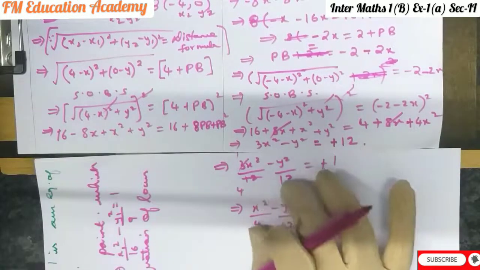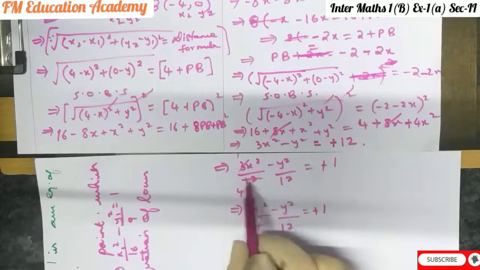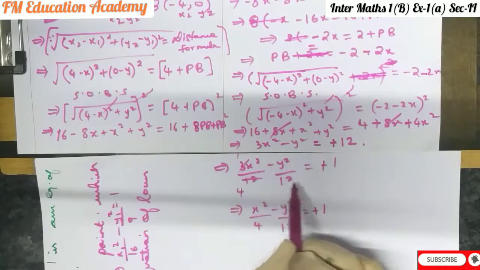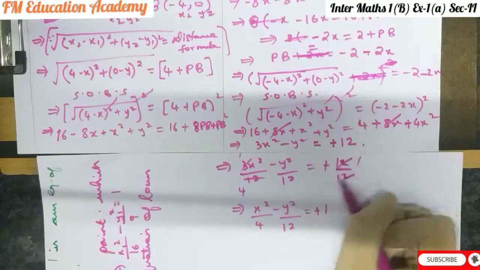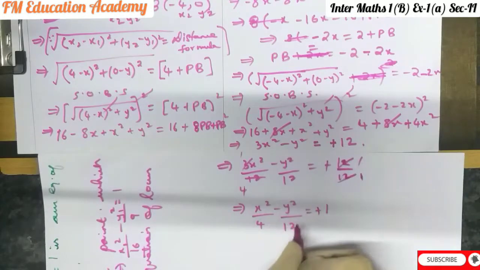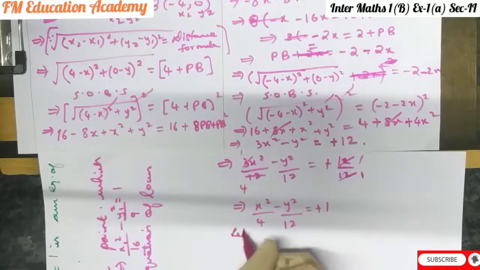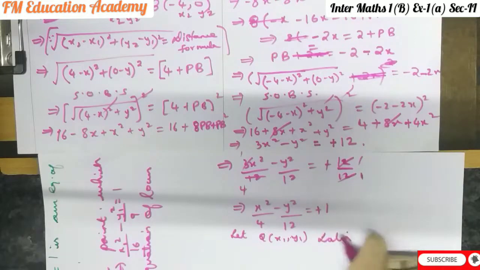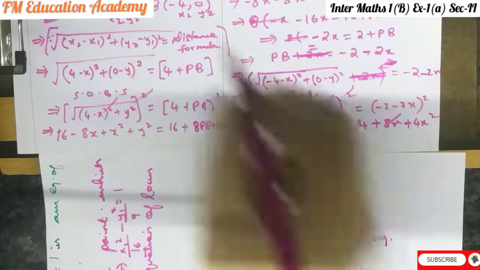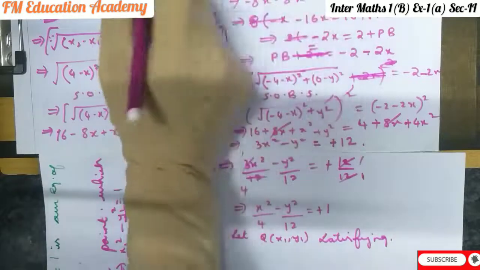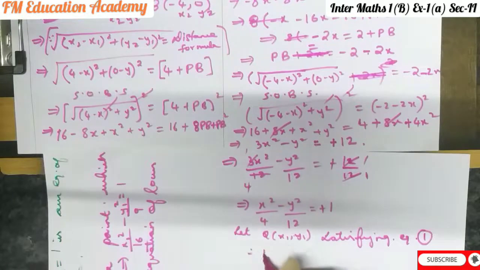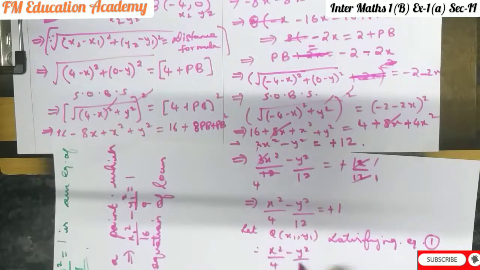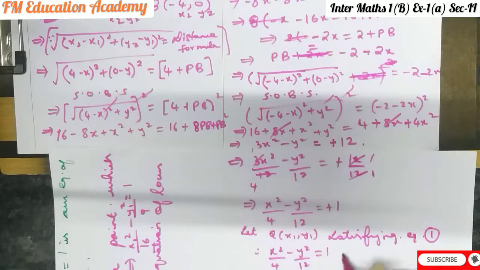So now we are dividing by 12 on both sides, as we said. 3x square by 12 means 3 1s are 3, 3 4s are 12, y square by 12, and here 12 by 12 means 1 it will become, right? 12 1s are 12. So we are having x square by 4 minus y square by 12 is plus 1. So now what we'll assume? We'll assume that there is a point x1 y1 which is satisfying equation 1. This was our equation 1. Pa minus pb is 4. We already wrote. So therefore we can say x square by 4 minus y square by 12 is equals to 1 is the equation of locus.